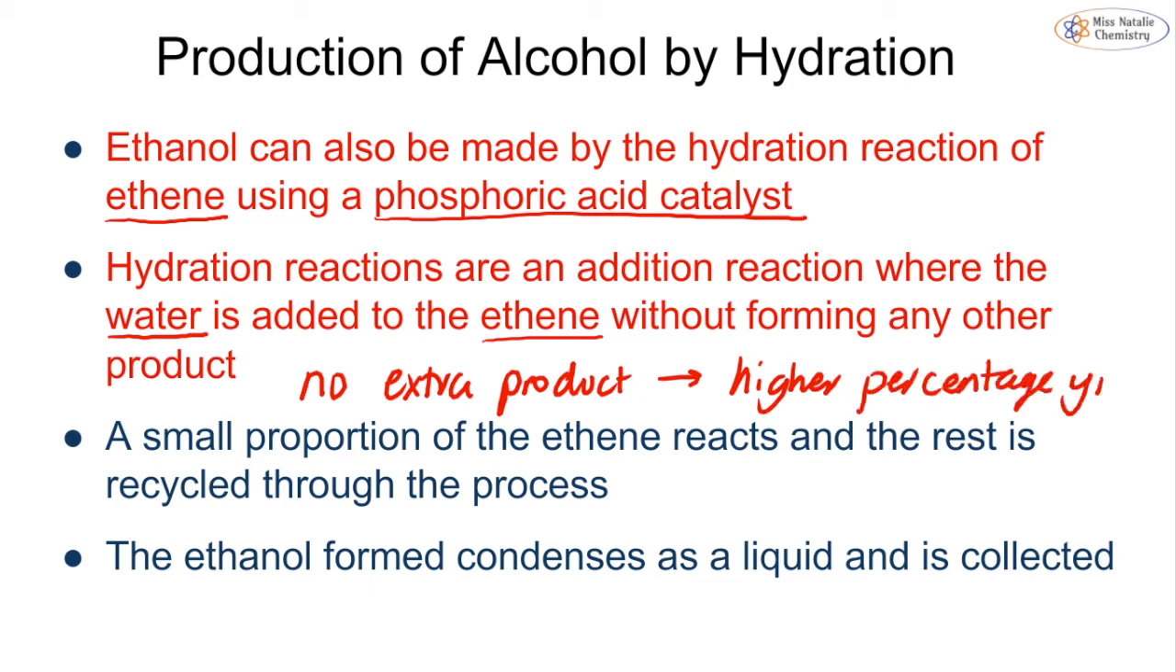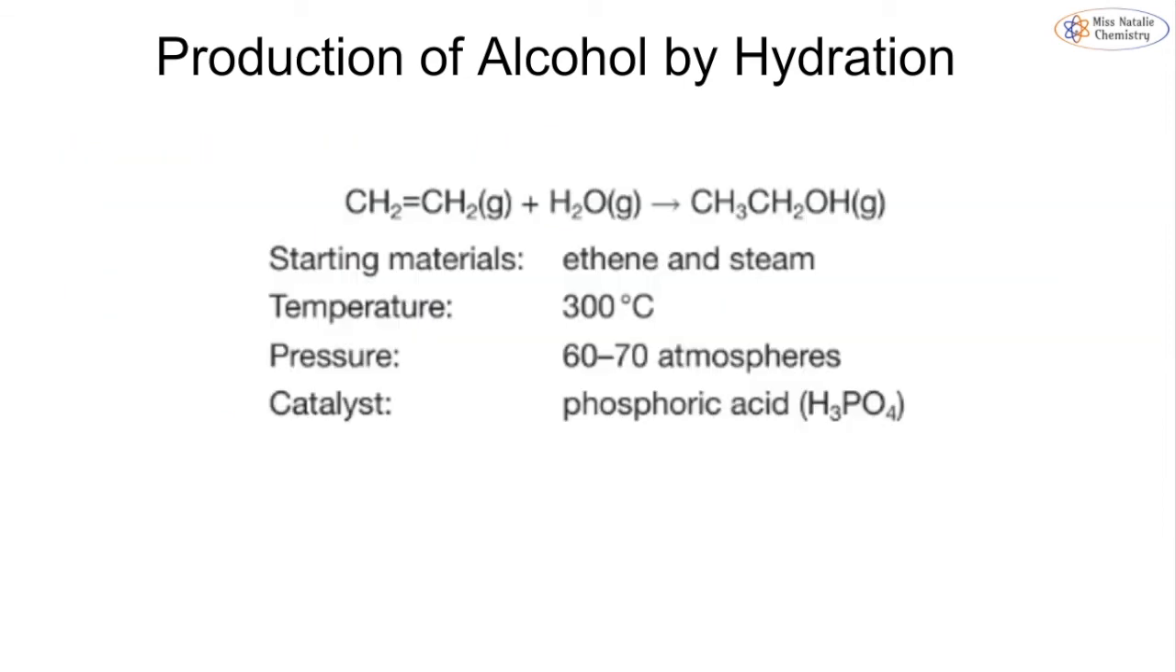So you'll have covered percentage yield back when you did the calculations, and you'll know that for any reaction, we want to get the highest possible percentage yield. So the good thing with hydration is it does give us that. A small proportion of the ethene is going to react to make the ethanol, and anything that doesn't react is then recycled back to the start of the process. The ethanol that forms, as opposed to being a gas the way ethene is, then condenses and is collected and sent off to be used for whichever use it's going to be needed for.